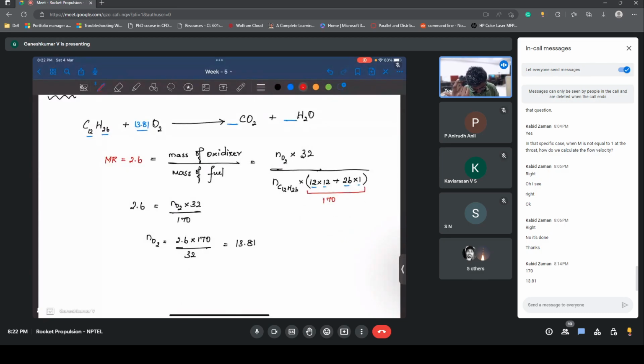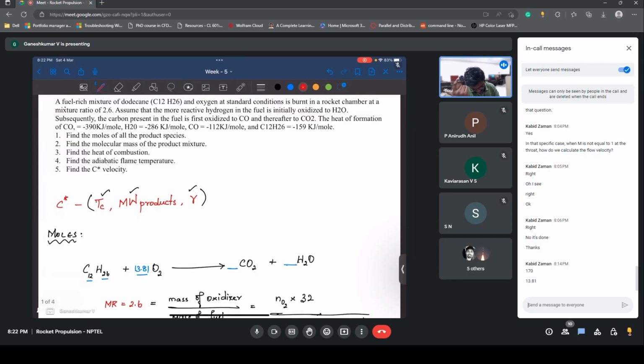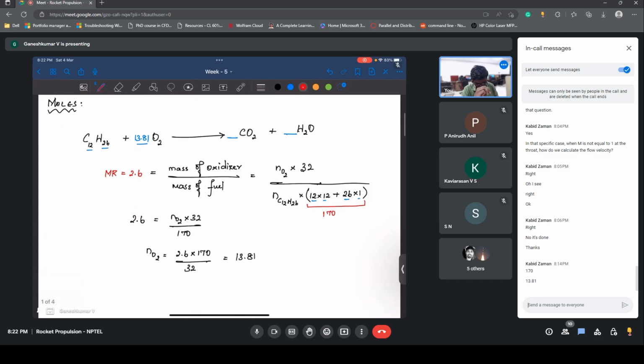So we have C12H26 and 13.81 oxygen molecules. Now what we said was that hydrogen is more reactive, and it gets fully oxidized. So this side I have 26 hydrogen atoms, and this side I should have 13 H2O molecules, right? Because hydrogen can easily get oxidized. Is this clear, what I'm trying to convey? Yeah, this is clear.